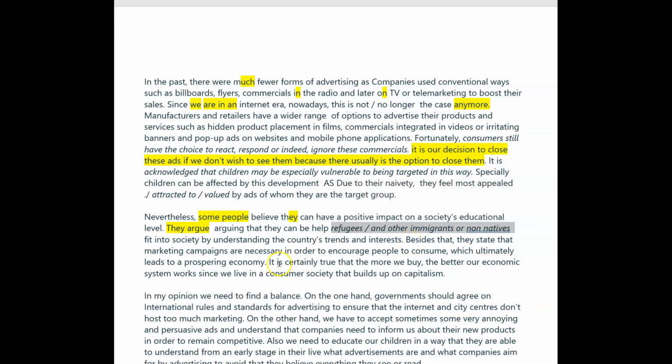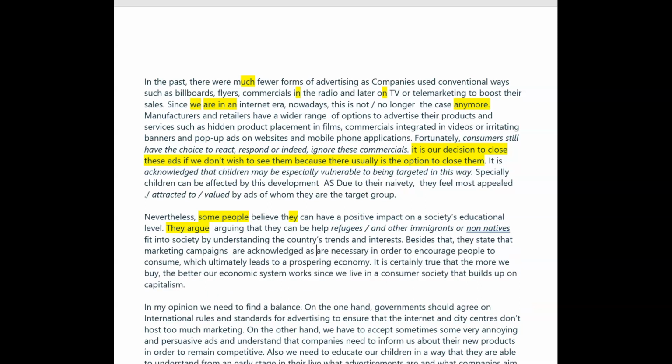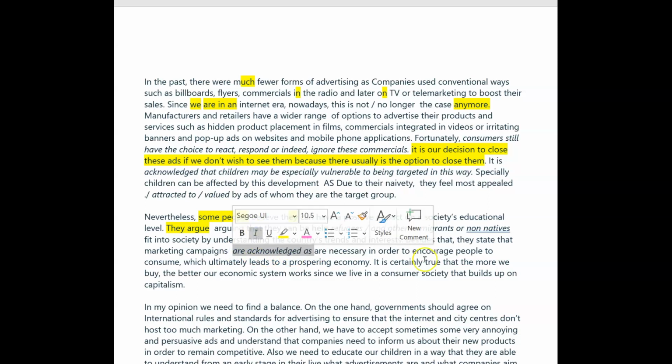Besides that, they state that marketing campaigns are necessary. So rather than the present tense here, you could start with this: marketing campaigns are acknowledged as necessary. So we're getting into a passive in here. So it's showing a bit of variety in the grammar rather than just present tense all the way through, which is very easy to do in these essays because a lot of them are quite present tensey. So we have to work to put some more grammar in. People to consume, which ultimately leads to a prospering economy. Yeah, certainly true. The more we buy, okay, the better the system works.